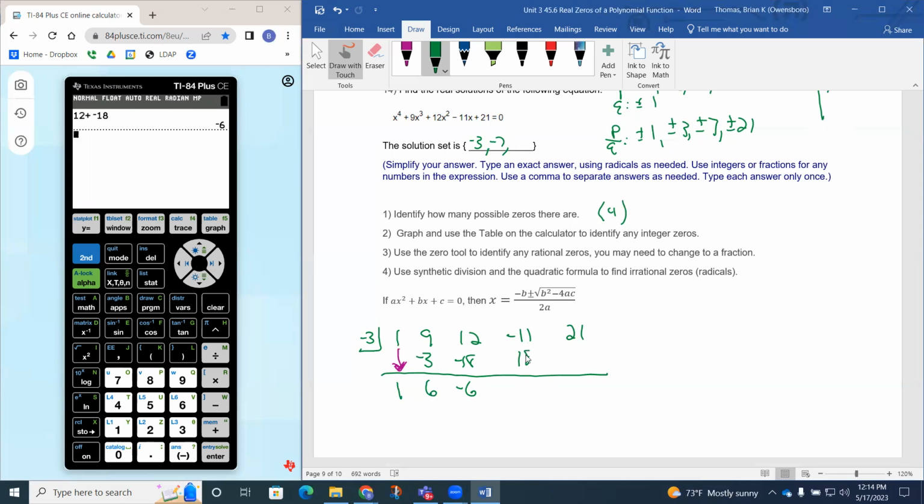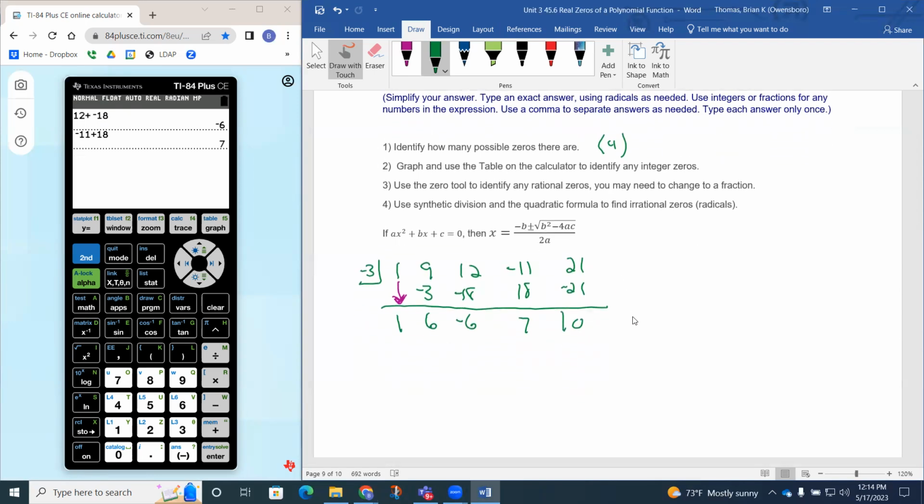-11 plus 18, that's subtraction. It looks like that's going to be a 7. We can double check that as well. A -11 plus 18 is the same thing as 18 minus 11, which is 7. Negative 3 times 7 would be negative 21. And if we add, we end up with a remainder of 0.